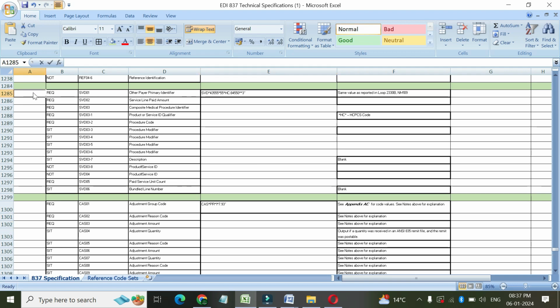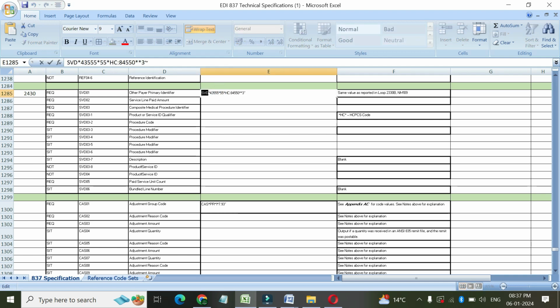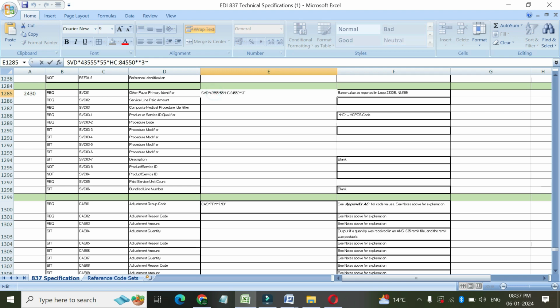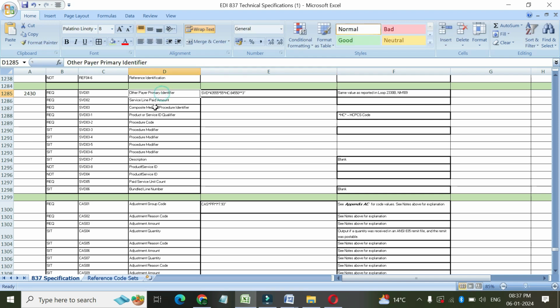So this is loop 2430. And loop 2430 contains all the payment information from the primary when sending this claim to the secondary insurance. The name of the segment is SVD. First element of the SVD segment contains other payer primary identifier. That means whoever has adjudicated this claim, the primary payer's payer ID goes in the first element of SVD segment.